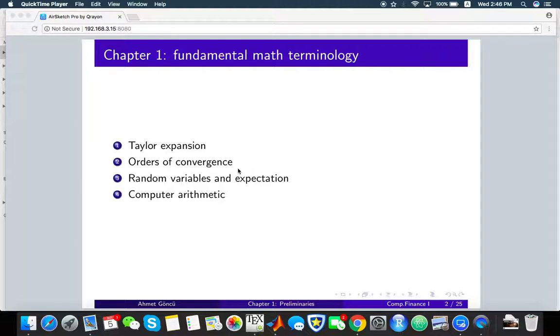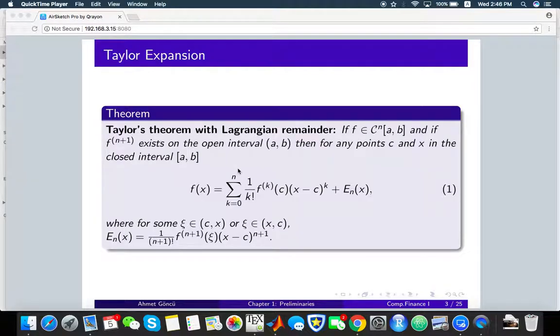In this chapter, we will discuss fundamental mathematics terminology. Some of the important topics that we will cover in this chapter are as follows. We will talk about Taylor expansion. We will talk about orders of convergence, random variables and expectation, and we will talk about computer arithmetic, loss of significance, rounding errors, and so on. Let's start with the Taylor expansion.